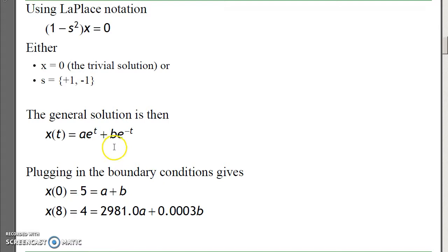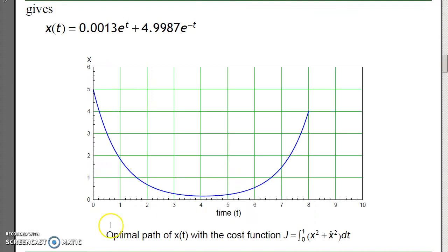Plugging in the endpoint constraints, at t equals 0, x is 5. At t equals 8, x is 4. That gives me two equations, two unknowns. Solve for a and b, and you wind up with this being the optimal path. This is the optimal path between 5 and 4 in 8 seconds, where the cost function is x squared and x dot squared.